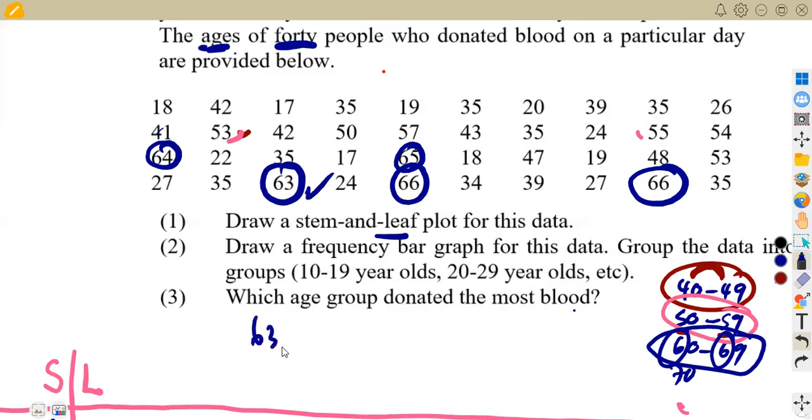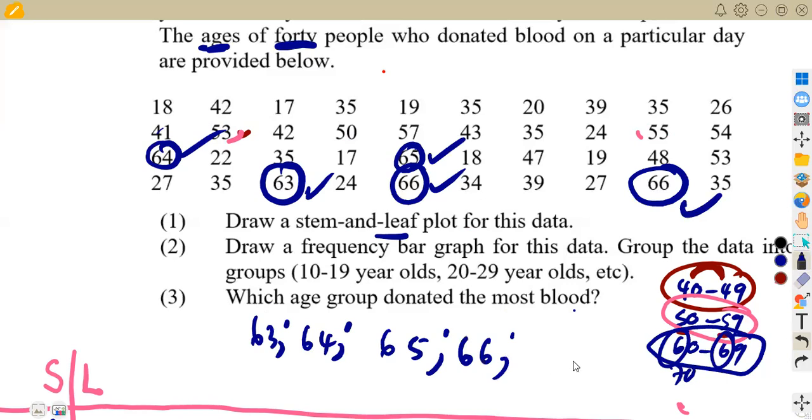63, followed by 64, followed by 65, 66, like this. Okay. So these are the numbers that you're given.